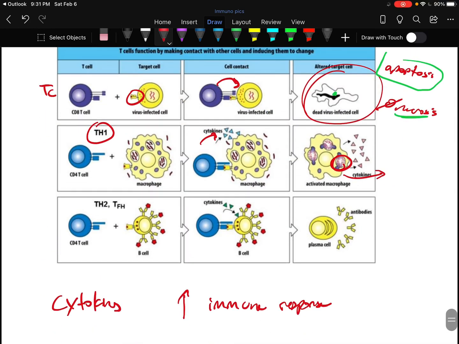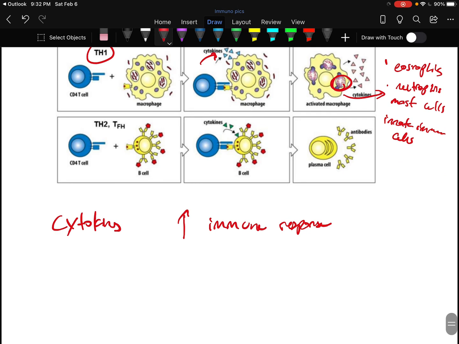And also they'll release more cytokines, which will trigger other eosinophils, neutrophils, mast cells, and just other innate immune cells to take part in the fun of destroying this virus.